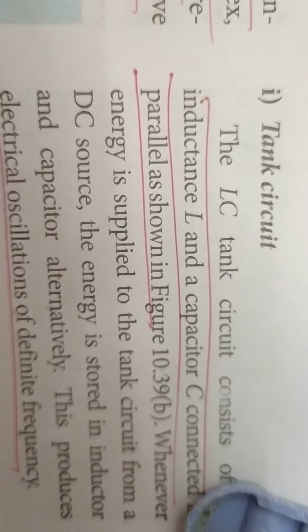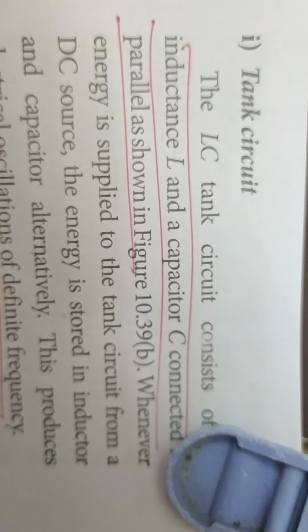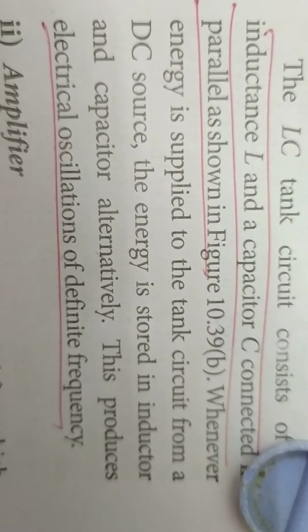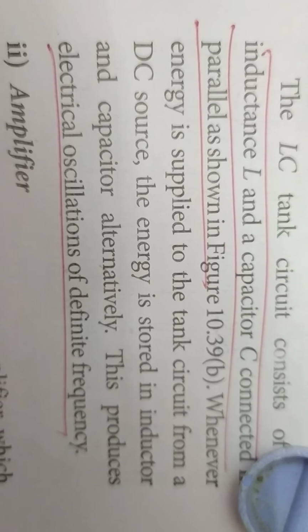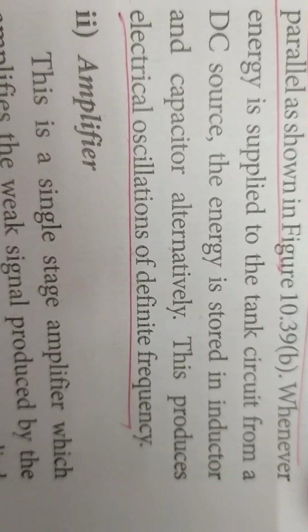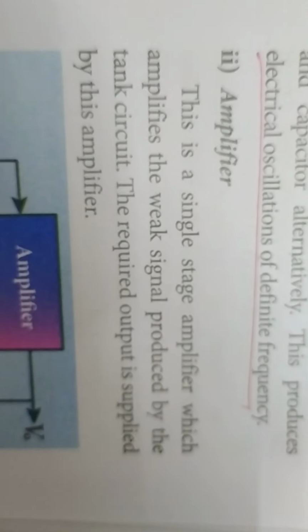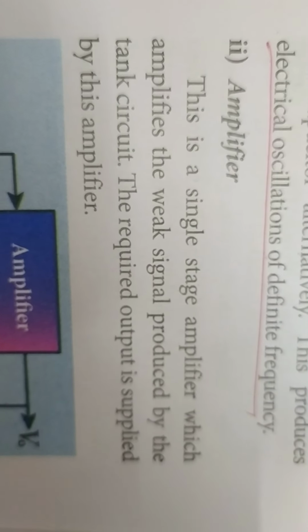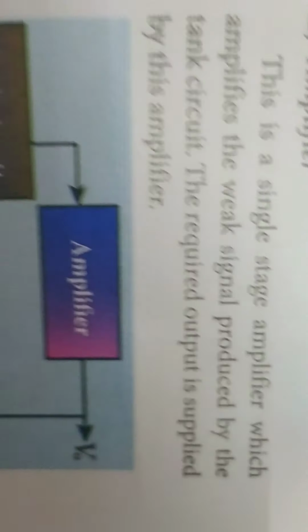So first we shall see about the tank circuit. The LC tank circuit consists of an inductance and a capacitor connected in parallel. The energy is stored in the inductor and capacitor alternately, and you will get electrical oscillations of definite frequency. And you know what an amplifier is? An amplifier will amplify the weak signal, and so the required output is supplied by this amplifier.